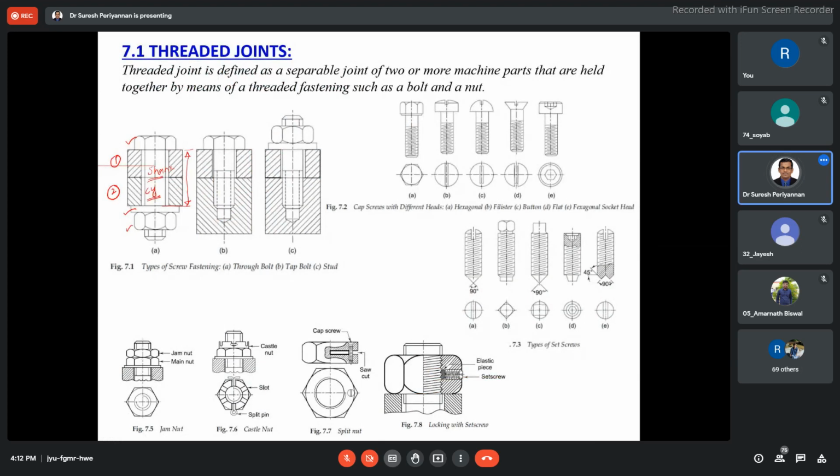In the types of screw fastening, we are considering the through bolt, tap bolt, and stud types. Now we are discussing the through bolt type. In this through bolt type, this is the plain rod, the shank, which is plain in shape. But this is the threaded portion. This is the nut, a hexagon nut. This is a hexagon bolt, a hexagon headed bolt.